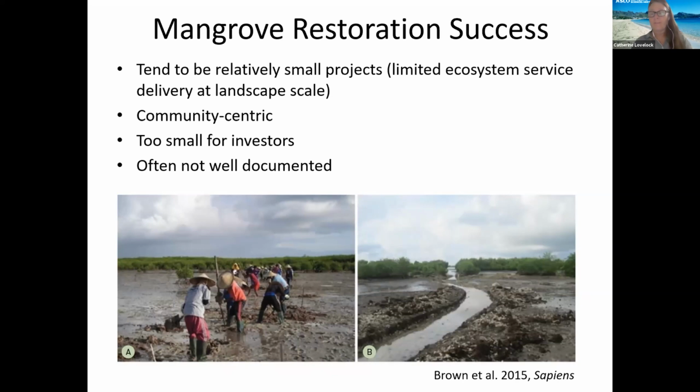With the exception of this particular and other smaller projects.